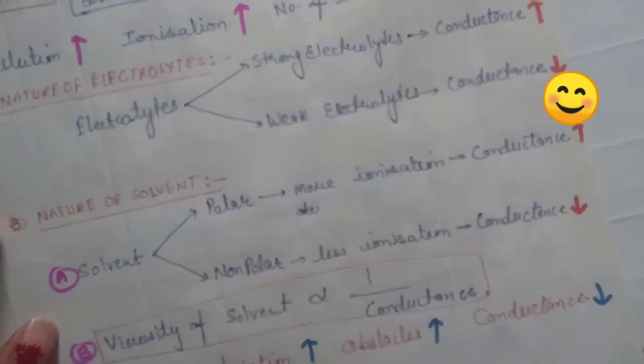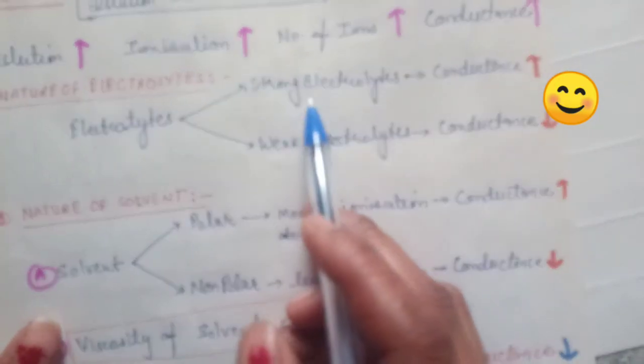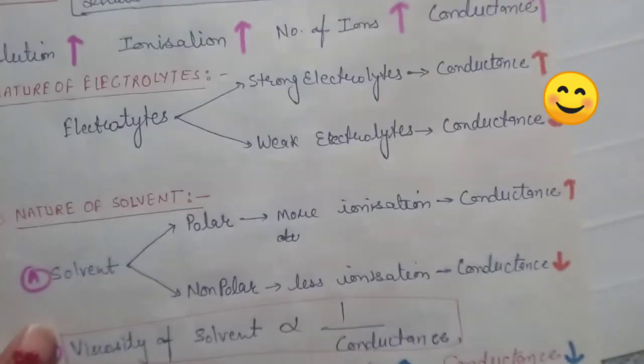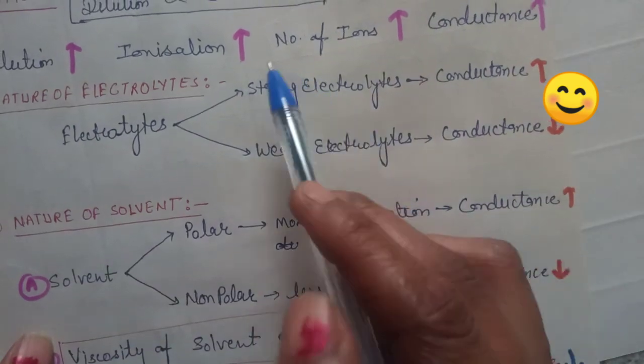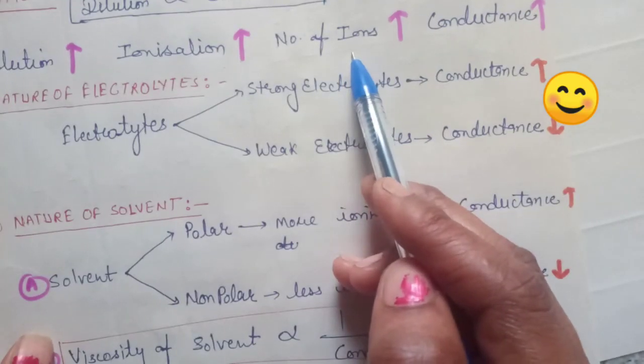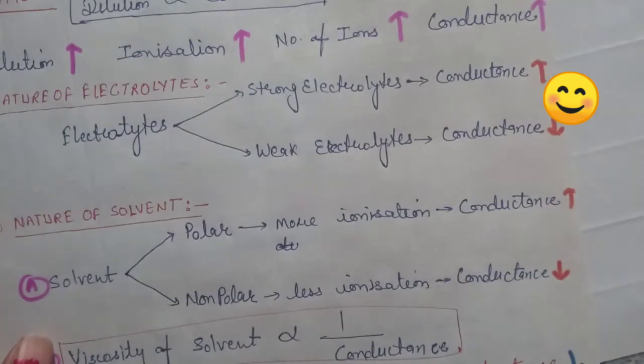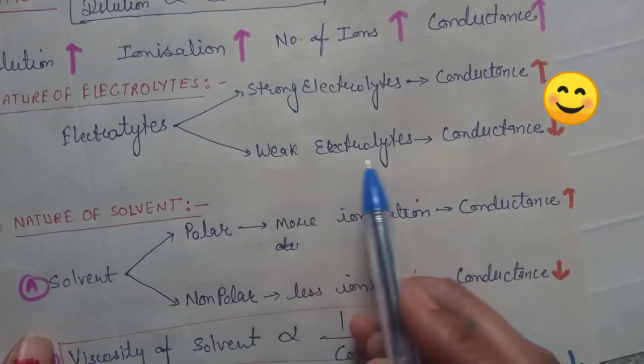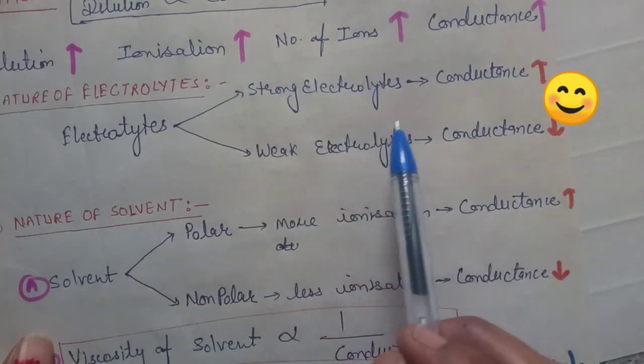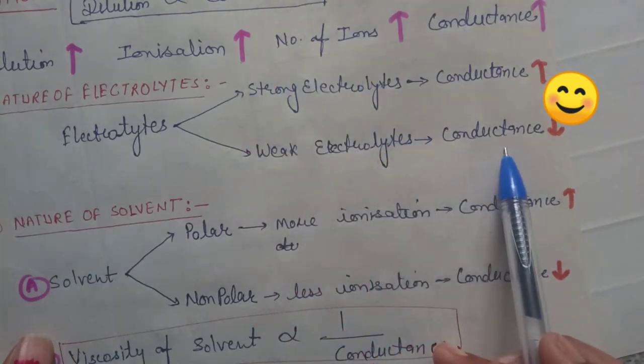Okay, so strong electrolytes means more dissociation. More dissociation means more number of ions. More number of ions means more conductance. For weak electrolytes, the degree of dissociation is less. Degree of dissociation less, then number of ions less, so the conductance will be less.